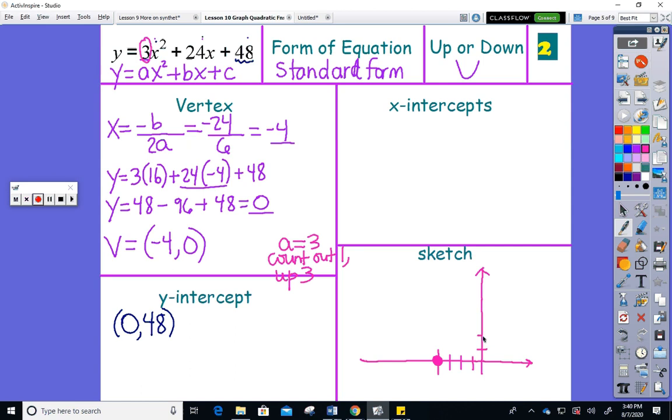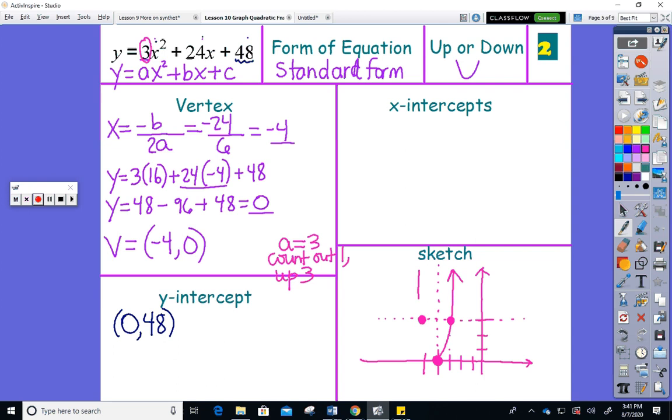If you do that, and again, the thing opens up, so I'm going to put my axis of symmetry upward. But if you count out 1 from the vertex and up 1, 2, 3, then you're right here. And then we know that points ought to be across from each other. So out 1, up 3 means you've got 1 right there as well. Now I can sketch my parabola.